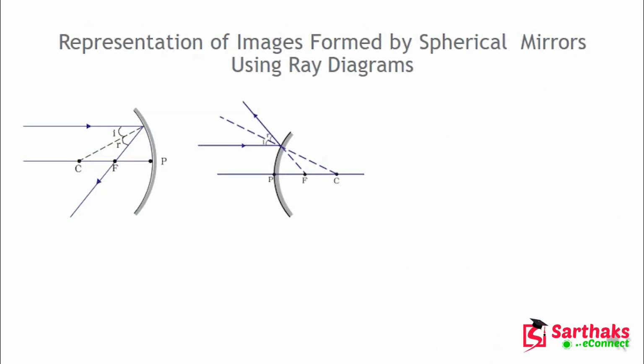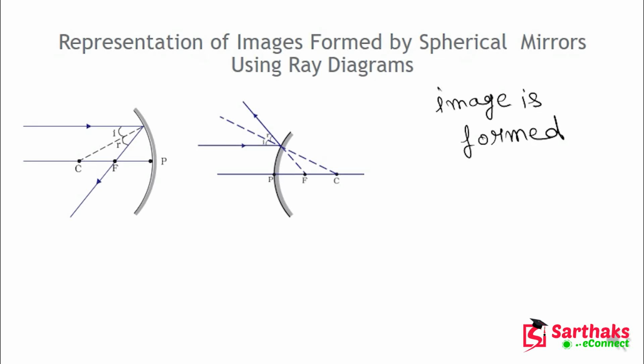Okay, so now after having the understanding of these terms related to light, we will try to understand how an image is formed through spherical mirrors. How is an image formed in spherical mirrors? It is very important, because when we complete this chapter, we will solve some numericals, and to solve those numericals we should have a very good understanding of these terms.